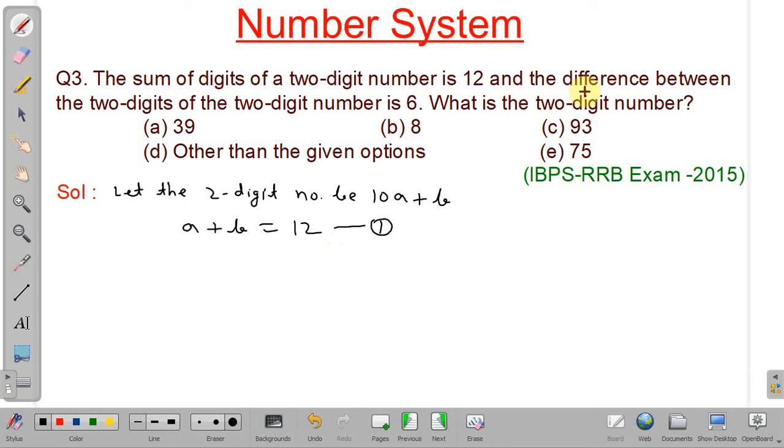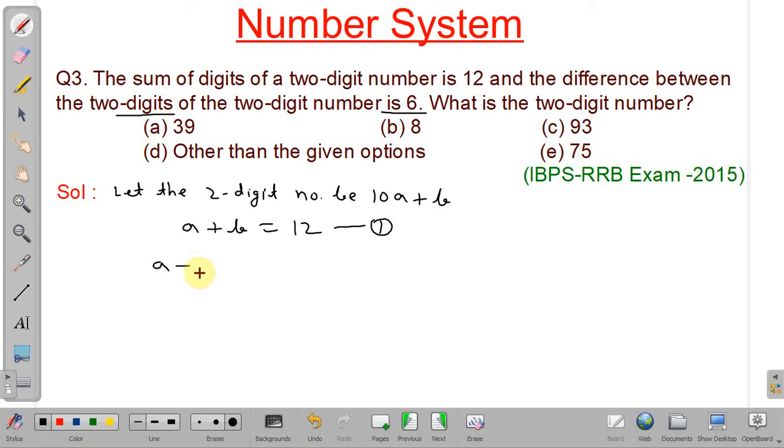Next information is given: the difference between the two digits is 6. But it is not given whether A minus B equals 6 or B minus A equals 6. So we will have the situation that when A is greater than B, then it will be 6.